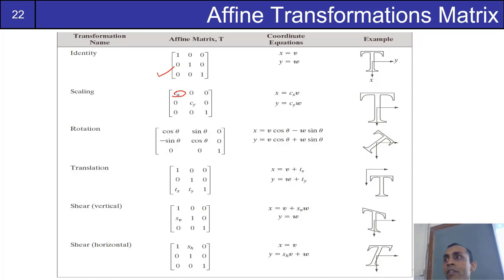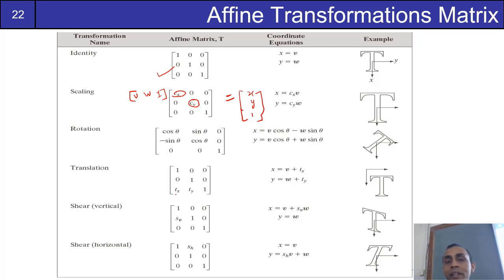Depending on if you want to scale up in x direction, you have to put that scaling factor here, and the scaling factor in y you have to put it here, and then multiply this with our v, w, and 1. Here we have to do the actual matrix multiplication, and you will get the resultant x, y. Similarly, if you want to rotate it, depending on the theta value, how much you want to rotate, you can substitute this transformation matrix, and you will get the new transformed things.